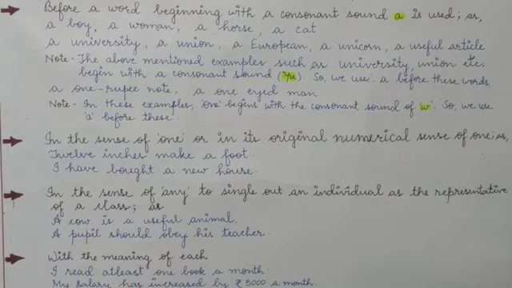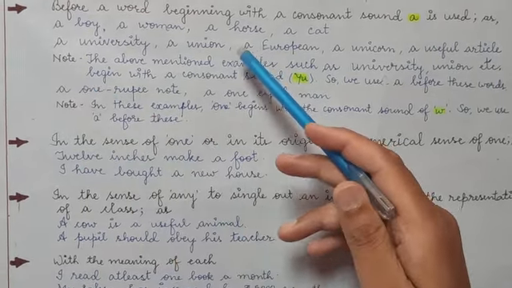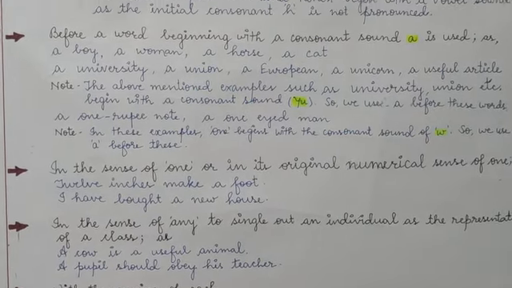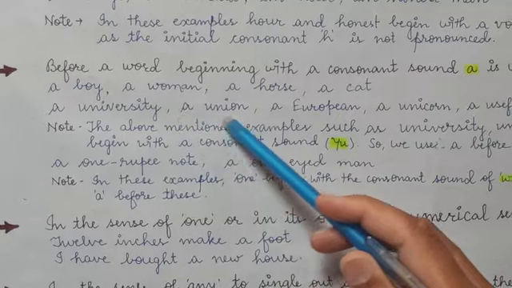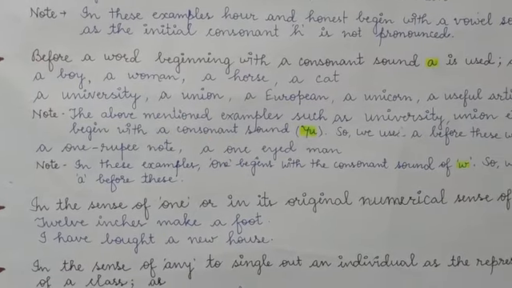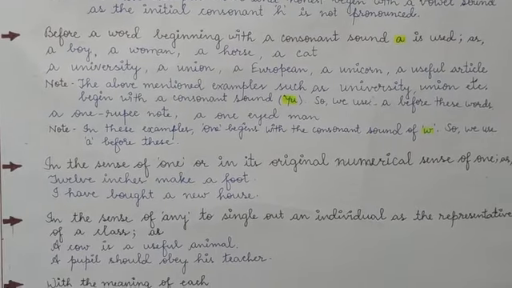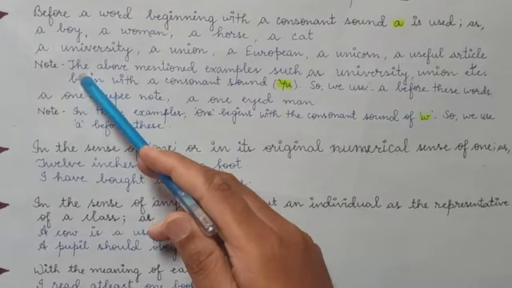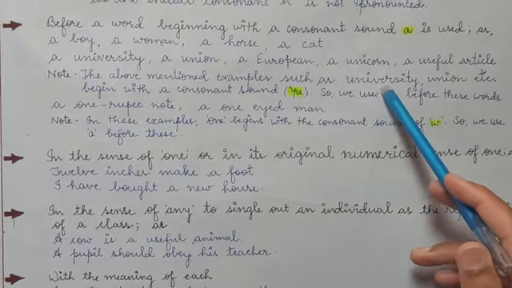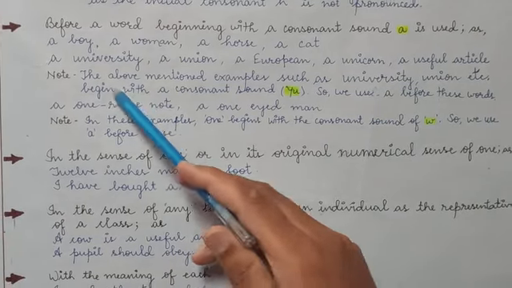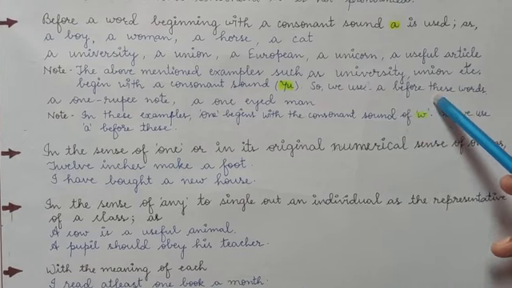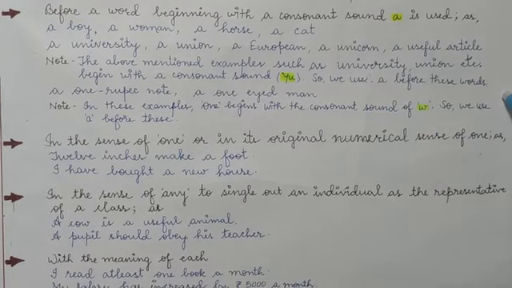The reason is these words are beginning with a consonant sound. That's why we will use a before these words. Here I have written a note also in this chart. The above mentioned examples such as university, union, etc. begin with a consonant sound, YU, here I have written. So we use a before these words.